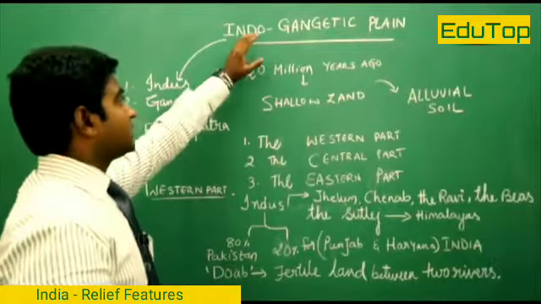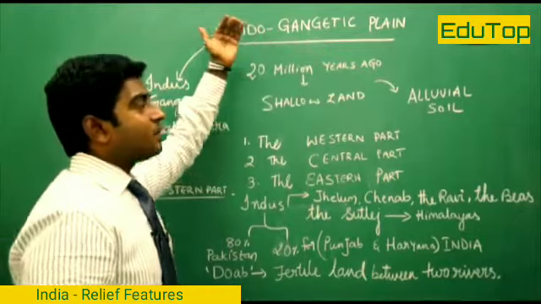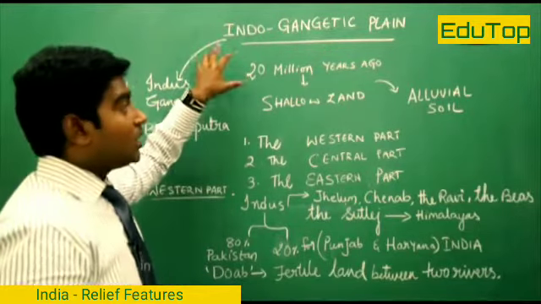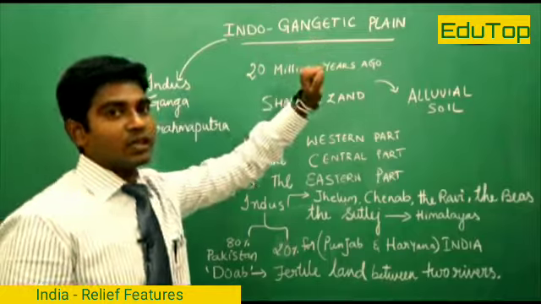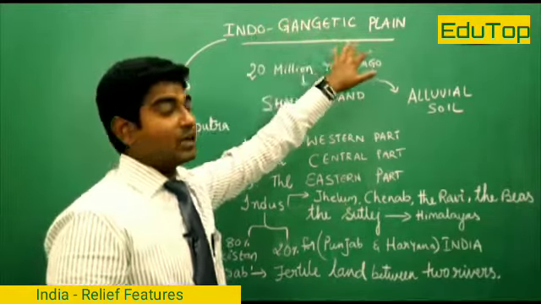So the next major physical division of our country India is the Indo-Gangetic Plain. In the previous part we discussed the Himalayas. Now let us discuss the Indo-Gangetic Plain. The Indo-Gangetic Plain is the second major physical division of India.